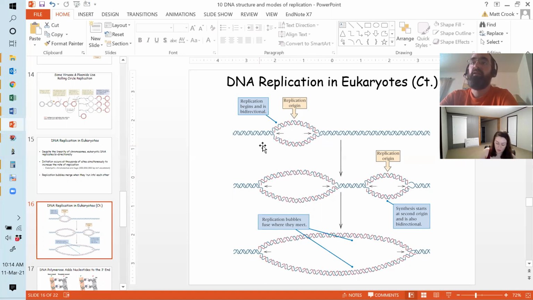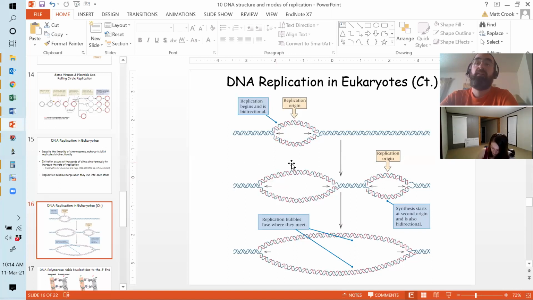And so you cannot have one replication origin per chromosome. It would simply take too long. Even as it is, it takes mouse cells a day, 24 hours, to divide. And a big chunk of that time is spent doing DNA replication. And so in eukaryotes, you can have thousands of these replication origins per chromosome.